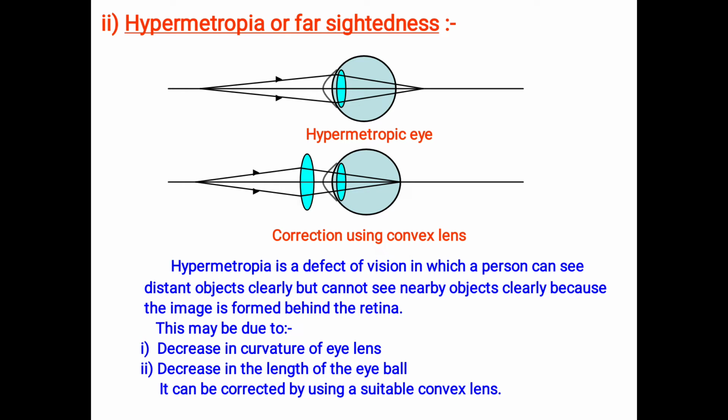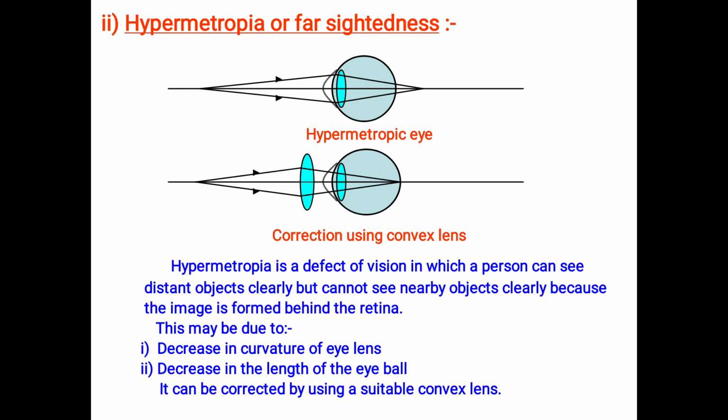And the second defect is hypermetropia, or farsightedness. When light is incident on the human eye, the image is focused behind the retina, which is called a hypermetropic eye. To correct this, we use a converging lens, and then the image will be formed on the retina.